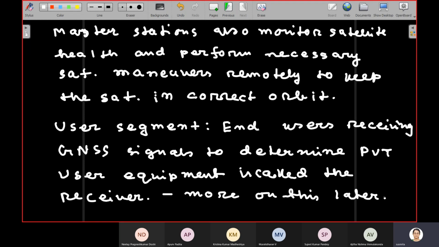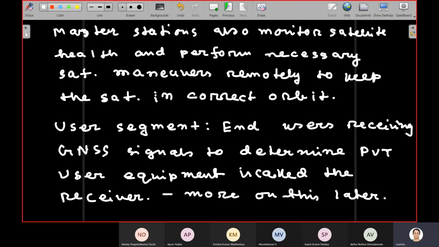Then we'll move on to, basically, here I have not talked about the atmosphere, because the atmosphere is a medium which affects the signals when the signals travel through the atmosphere, right? So we'll also talk about the effects of the atmosphere on the signals, and then we'll move on to the user segment. The user segment will mainly talk about the user receiver.